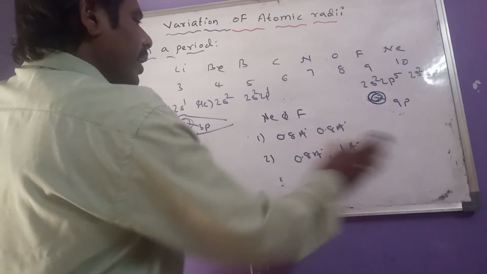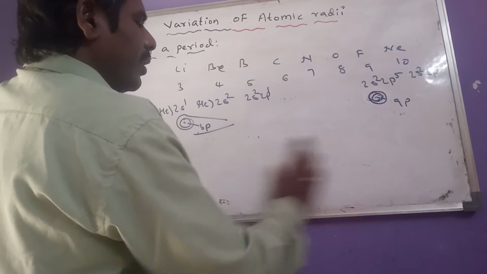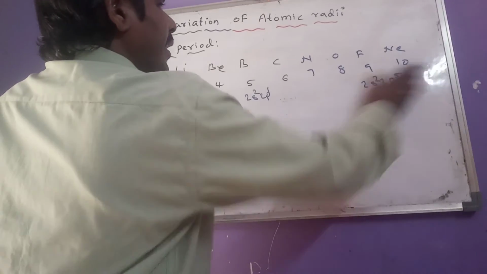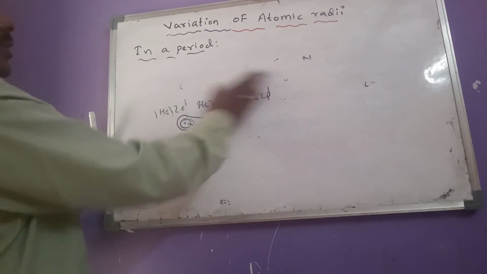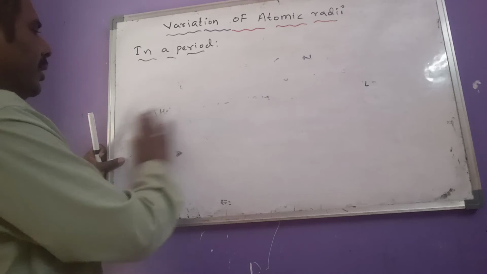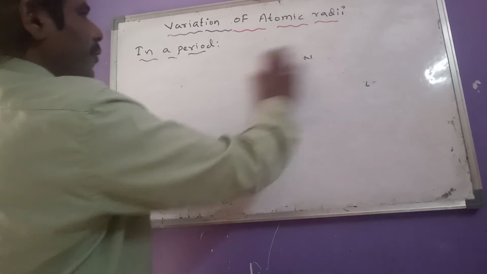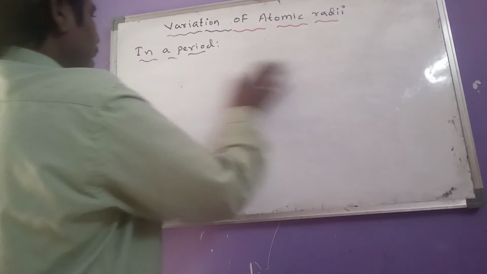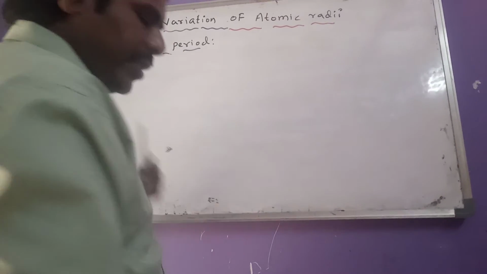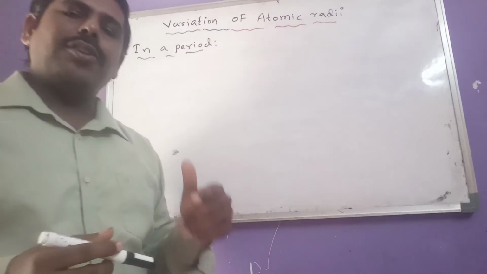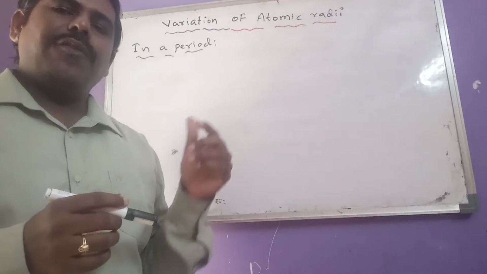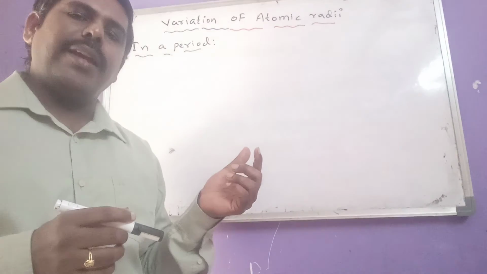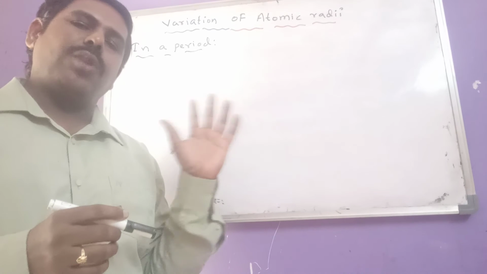So totally, what is happening in a period from left to right is that atomic size decreases. What is the reason? From left to right, electrons enter the same orbit but nuclear charge increases. That is the reason for the decrease in atomic radii in a period from left to right.